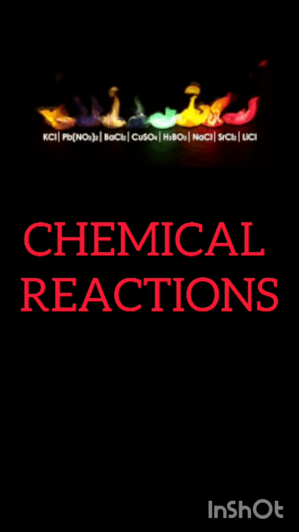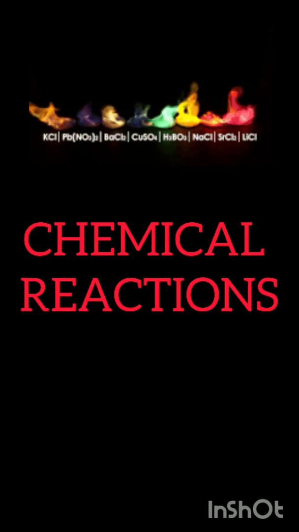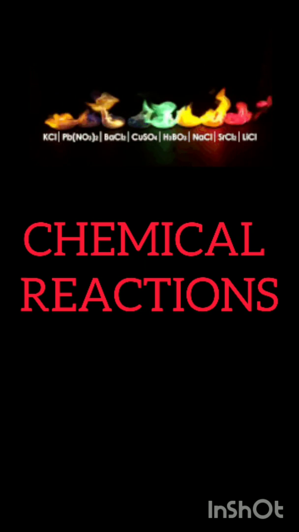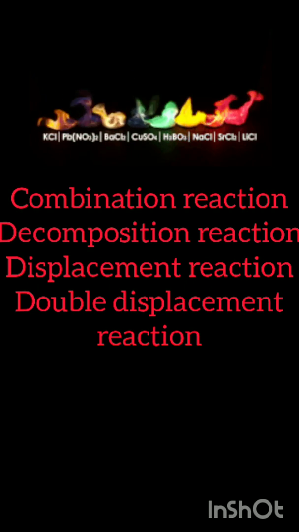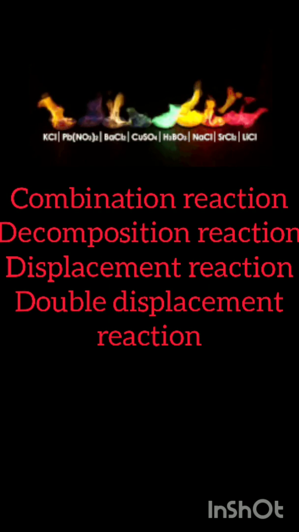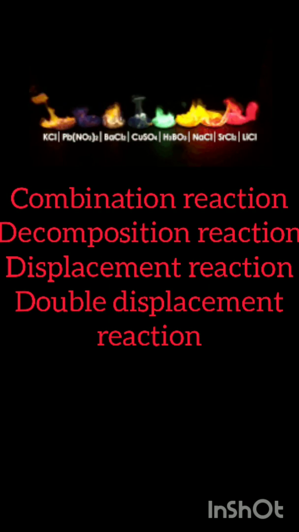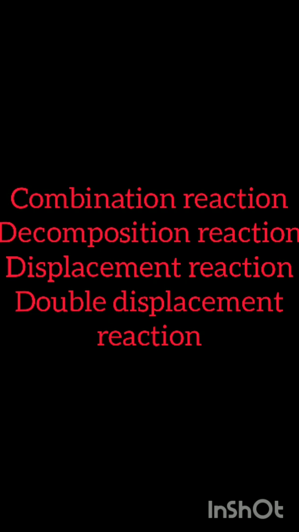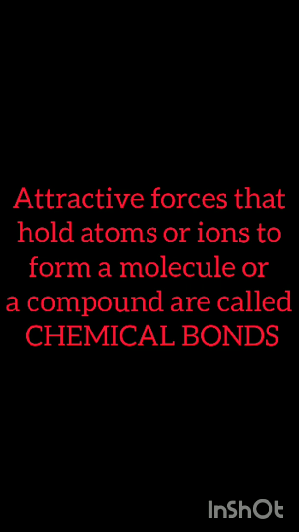So we'll continue with the chapter chemical reactions. We have studied about the different types of chemical reactions, that is combination reaction, then decomposition reaction, displacement reaction, and double displacement reaction. In any type of reaction, chemical bonding takes place. So whenever a compound is formed, a chemical bond is formed between the elements that form the compound. So today we will be learning about how these bonds are formed.